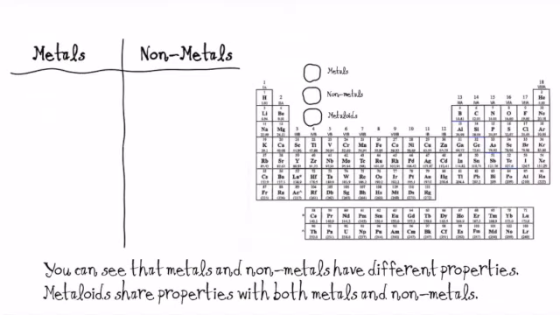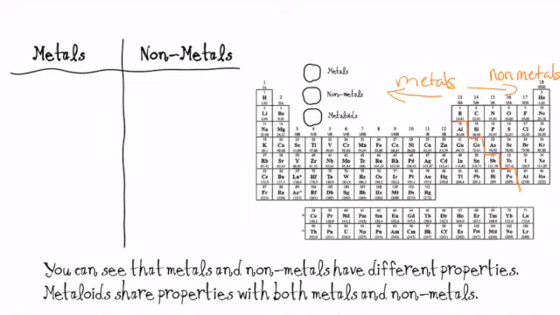The periodic table can also be divided up into metals and nonmetals. So this line, the stair-step line, everything that is touching the stair-step line are metalloids. Everything to the right of that line are nonmetals, and to the left of the line are metals.